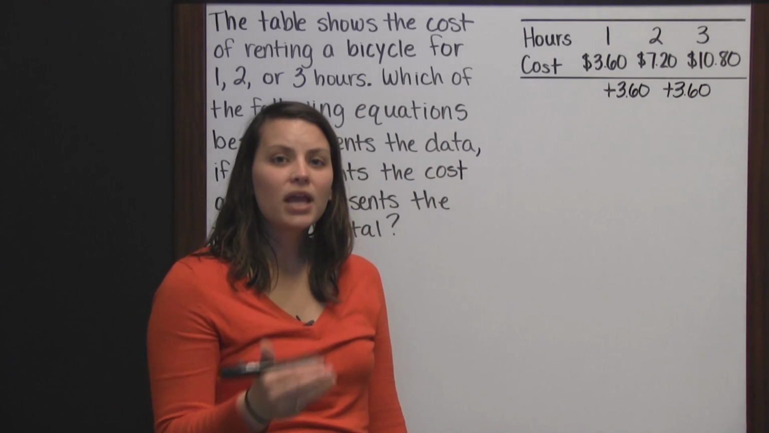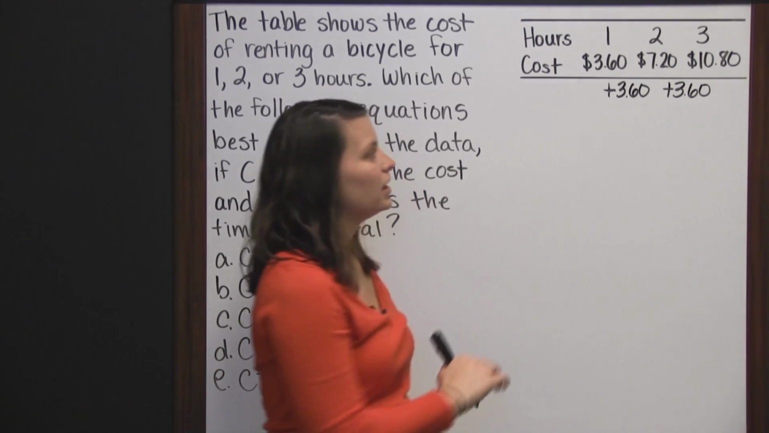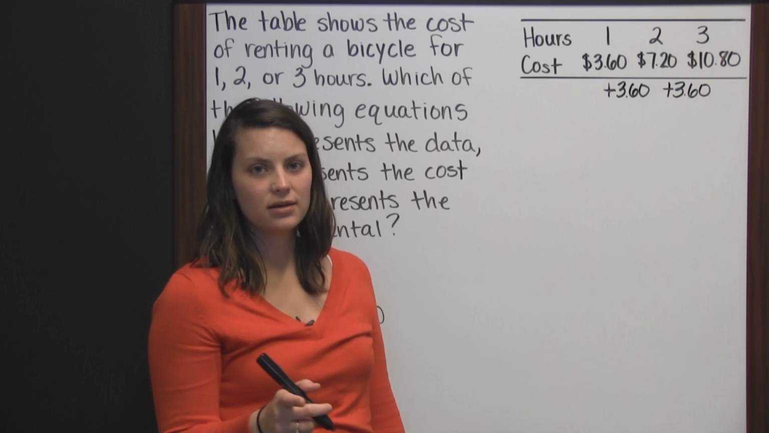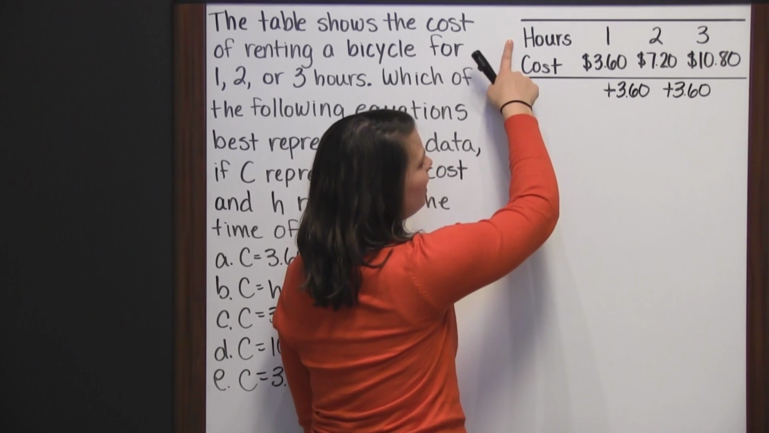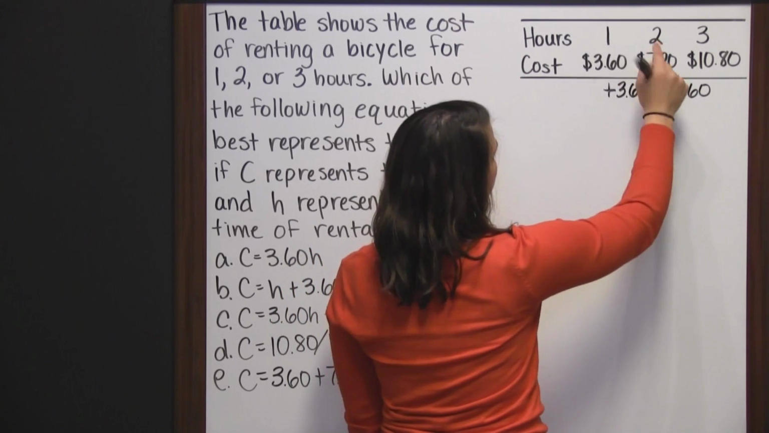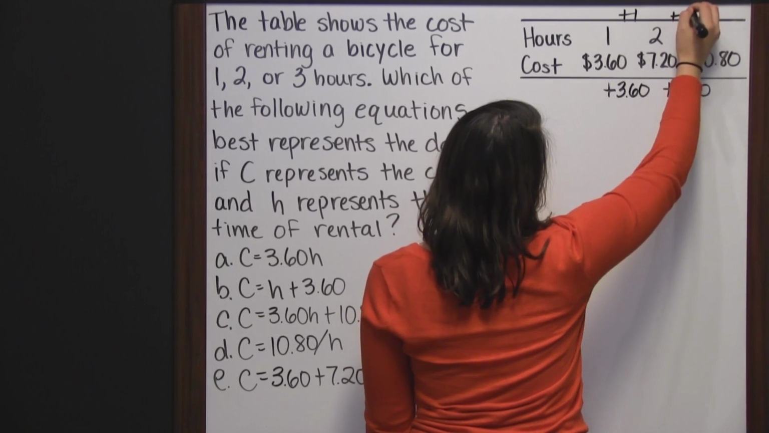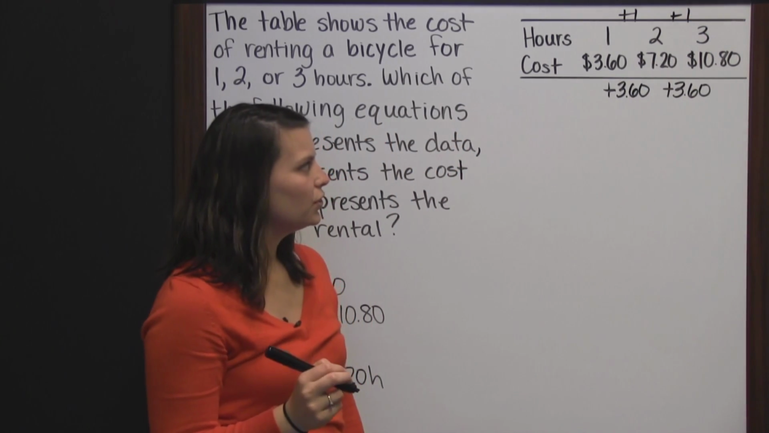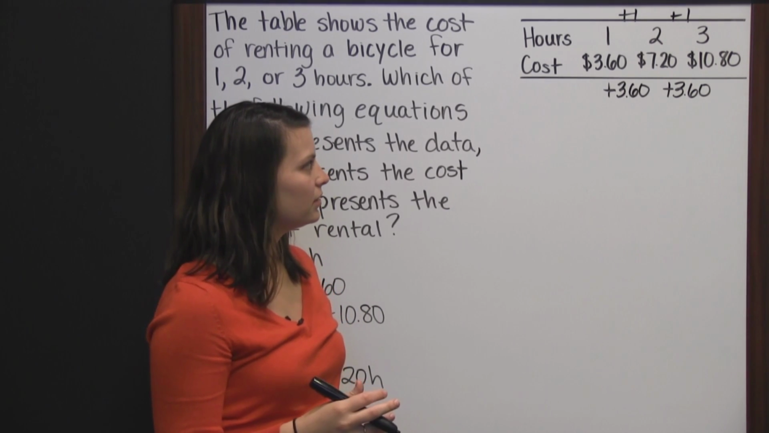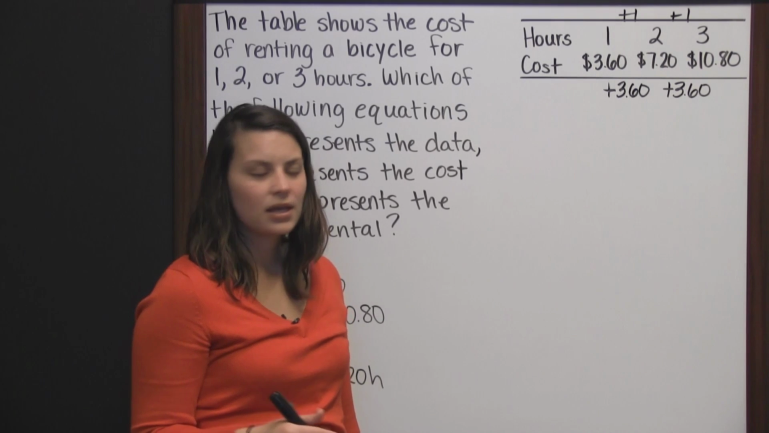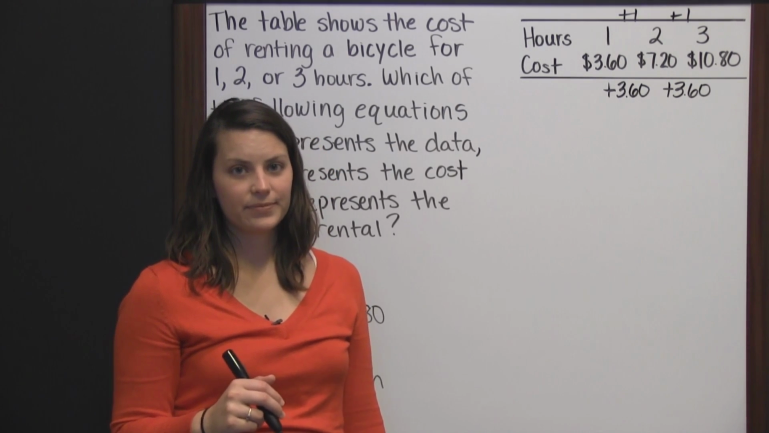So I can see that the change in y, or the change in the cost, the dependent variable, is constant. I want to now compare and see what's happening with my independent variable, my time. So from 1 to 2, I increase by 1. From 2 to 3, I also increase by 1. So there's a constant change in my independent variable, my time, as well. This tells me that there's a linear relationship here.